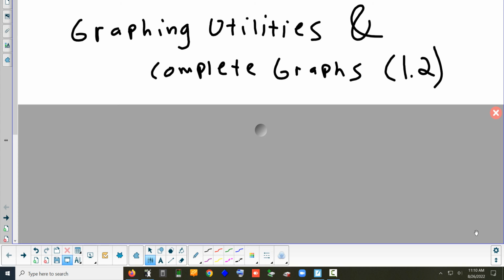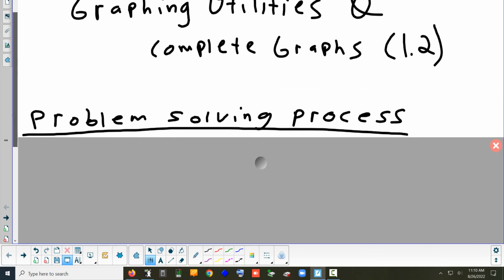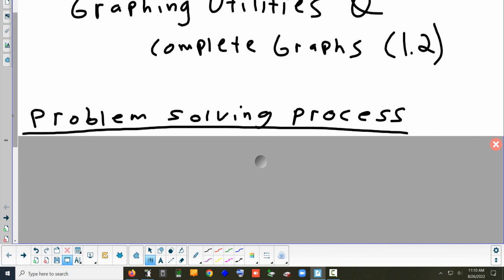We're going to finish up the week by looking at 1.2 and part of 1.3. We won't finish 1.3 today. So the first thing they mention in this section is just kind of a general problem-solving process. Really, this is very generic. You could apply it to almost any type of problem you need to solve.